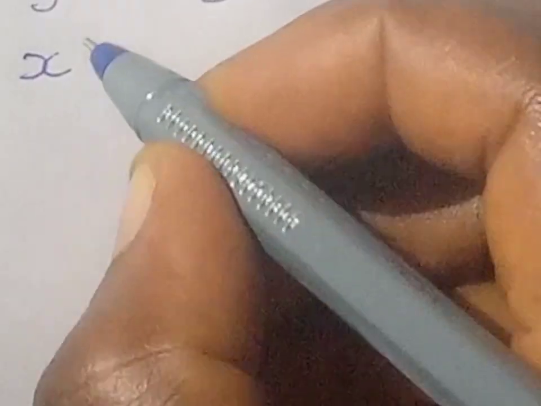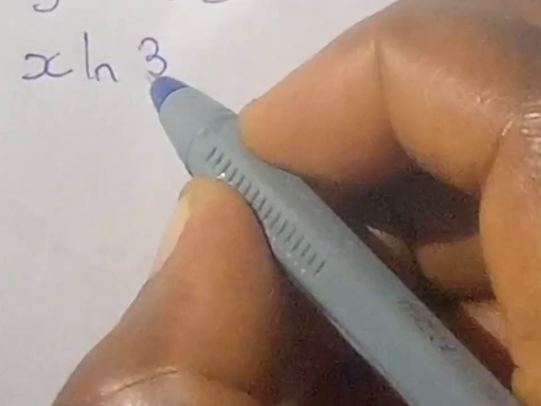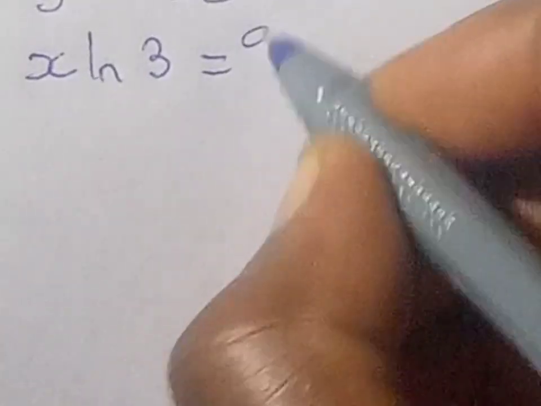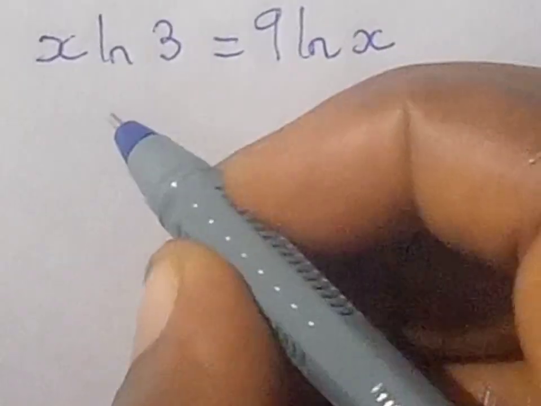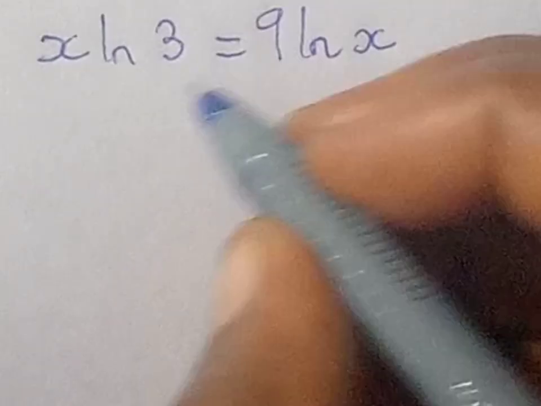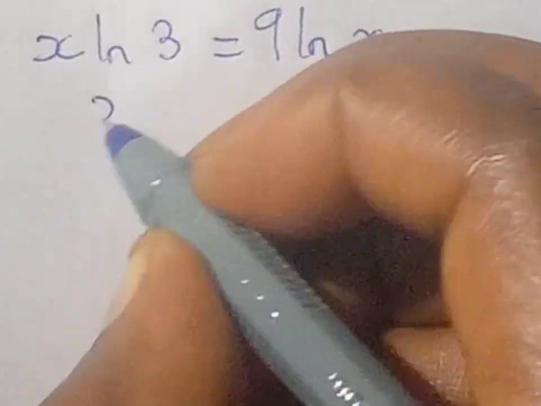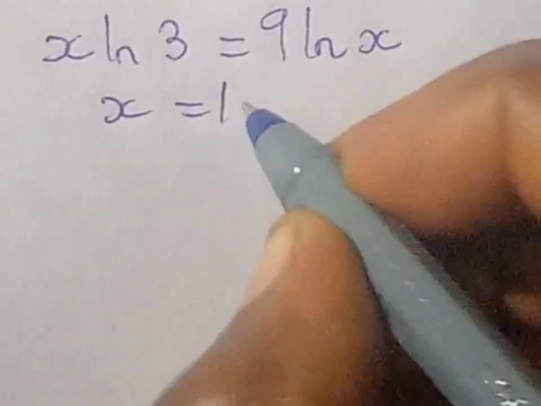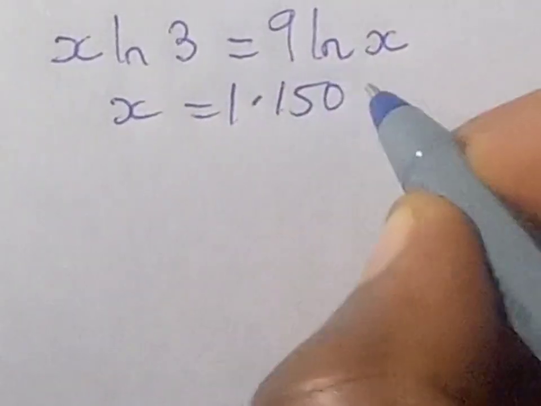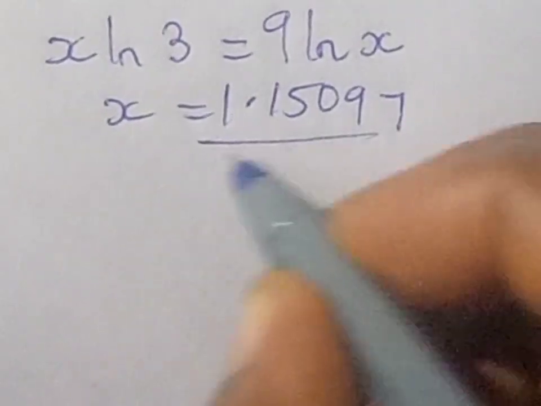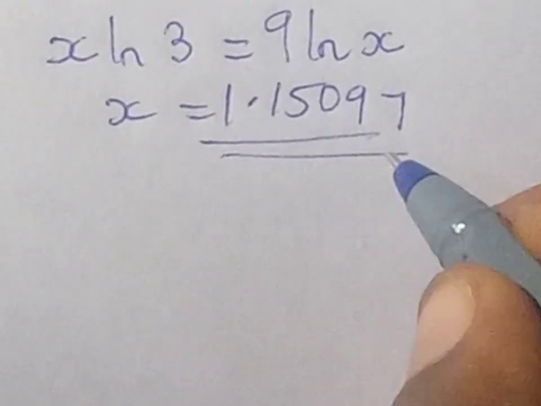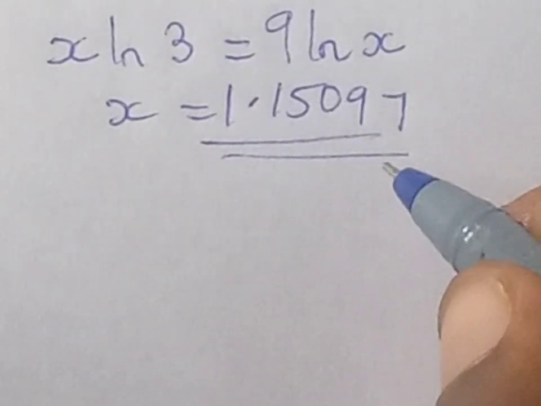Now let's look for a value that satisfies x times the natural logarithm of 3 equals 9 times the natural logarithm of x. Using numerical methods, the first solution is x equals 1.15097. That is our first solution. Now let's find the second solution.